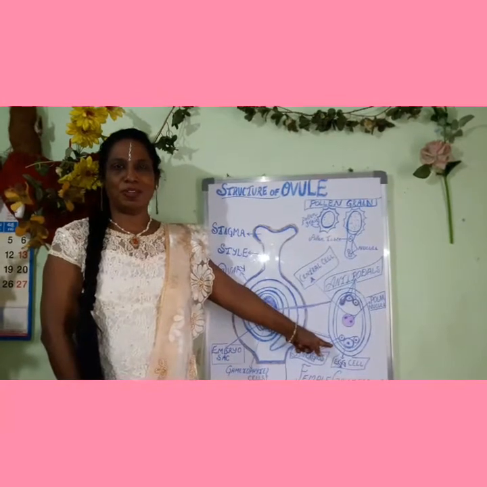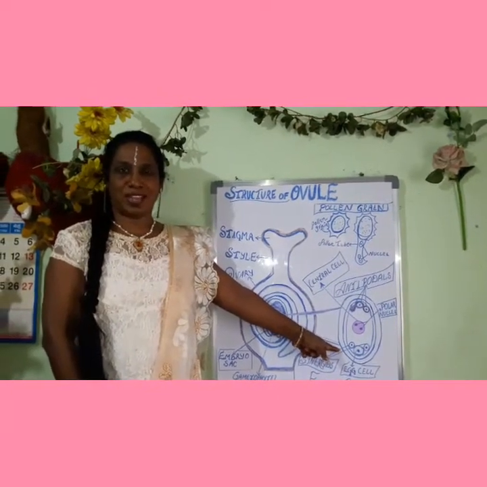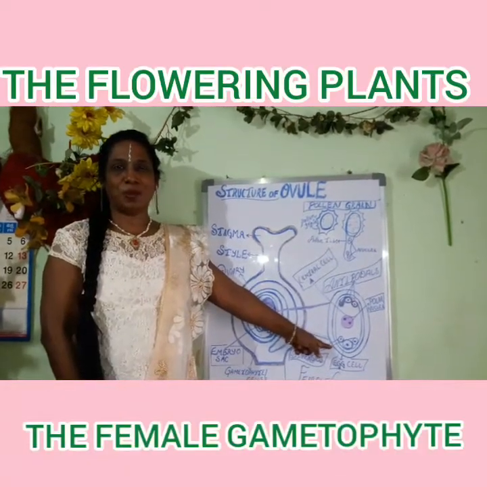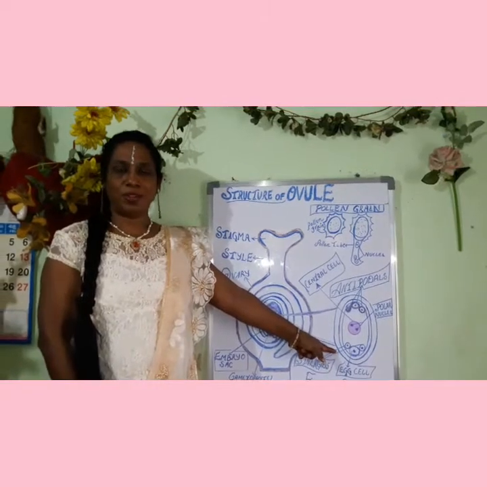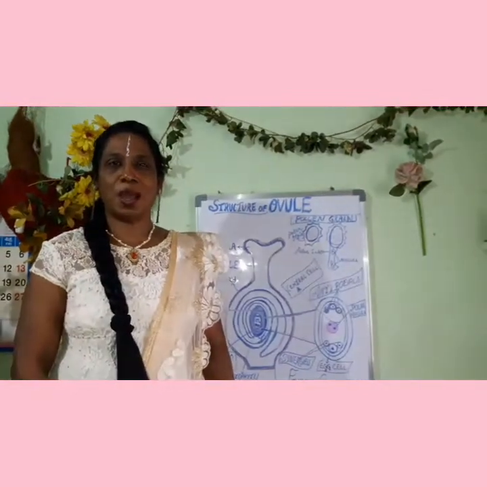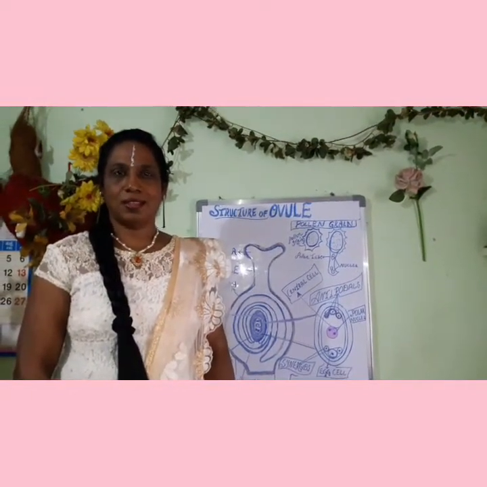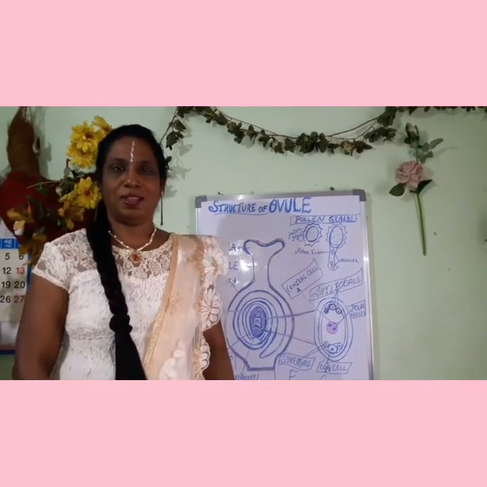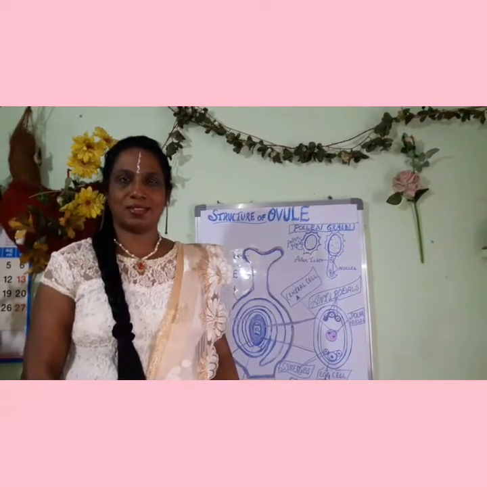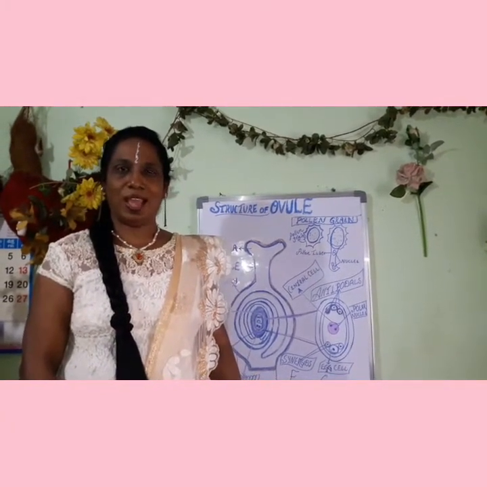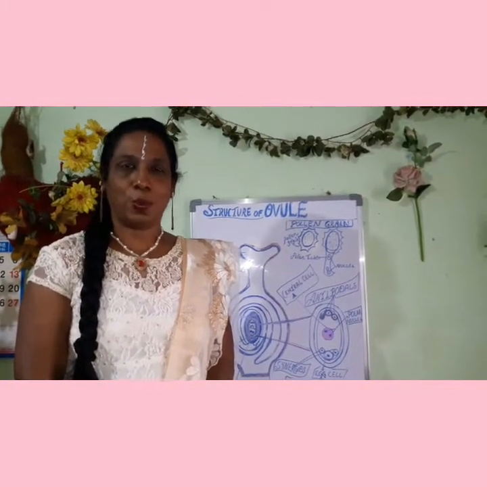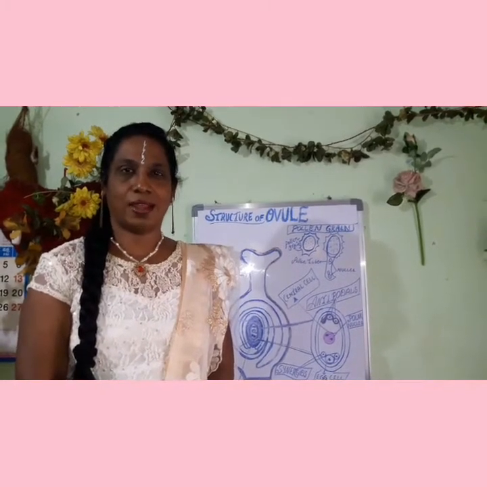Now let's talk about the flowering plants. Now we are going to study the female gametophyte. When we talk about flowering plants, that is, the vast majority of them, they have the embryo sac consisting of 7 cells and 8 nuclei.